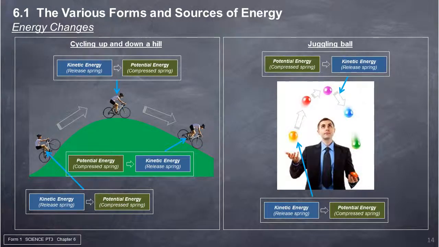As the ball continues to fall down, more potential energy is changed to kinetic energy. When the ball falls back to the hand, the ball stops. All the kinetic energy now changes to potential energy.